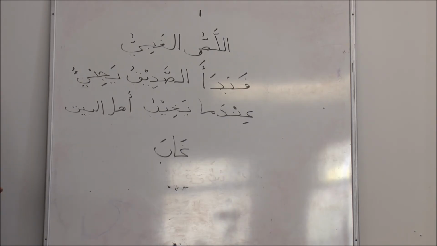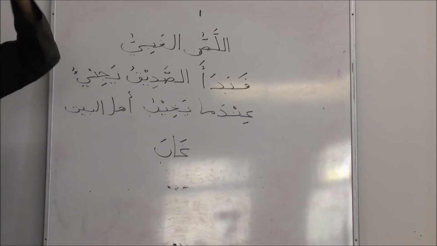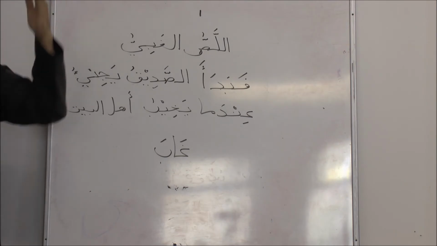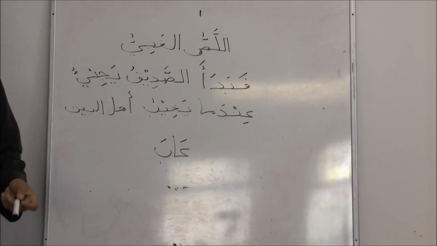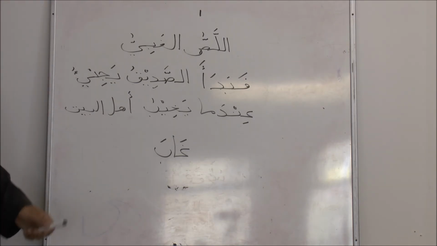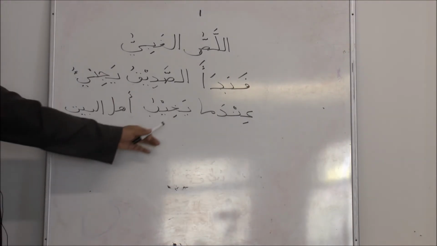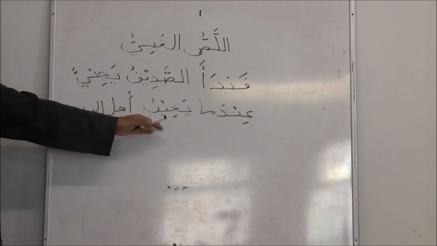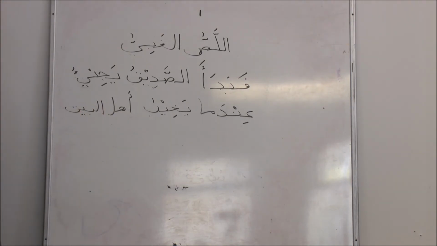Ghaba. Right? So what does ghaba mean? Ghaba means he is absent. He's absent. So yaghibu means he's not here, present tense. Ghaba means he was absent. Yaghibu means he's absent, like now. Right? So if yaghibu is the fi'lun, what goes on the lam and the ta of Ahlul Bayt?